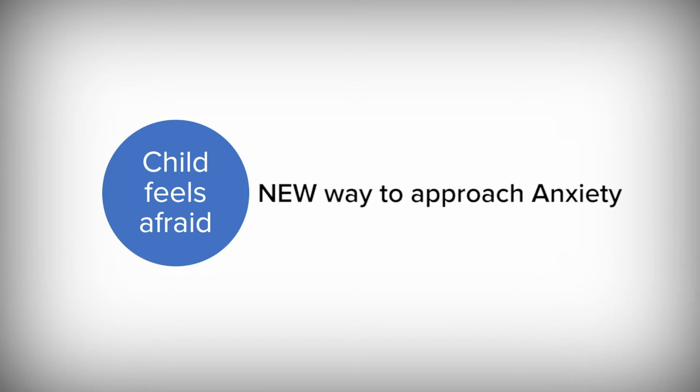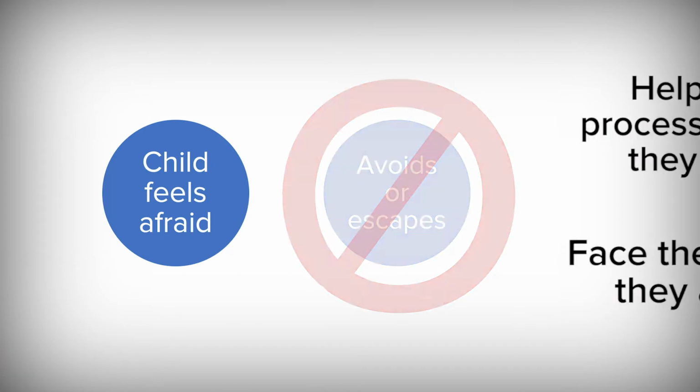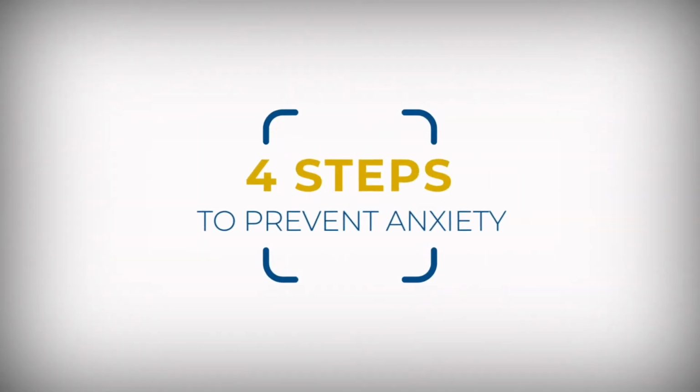Now, when it comes to things that the child is afraid of, we're going to start thinking about a new way to approach that. Rather than escaping and avoiding, we're going to think about helping the child process the feelings they're having and then slowly but surely face the things they're afraid of. So I've broken this down into 4 steps.